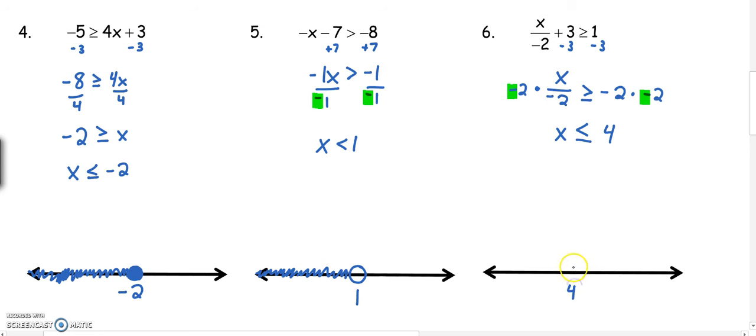So at 4, there should be a closed circle, and I should be shading to the left.